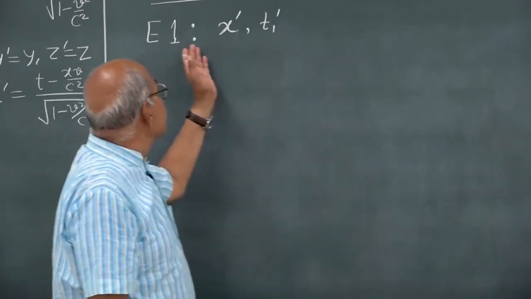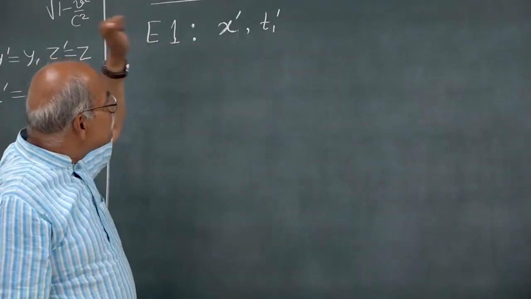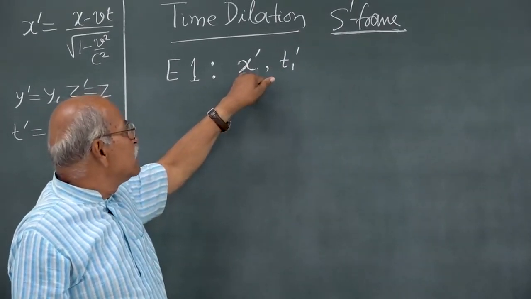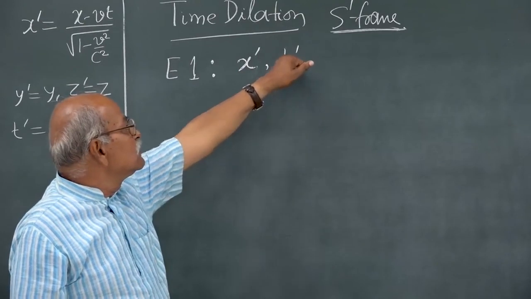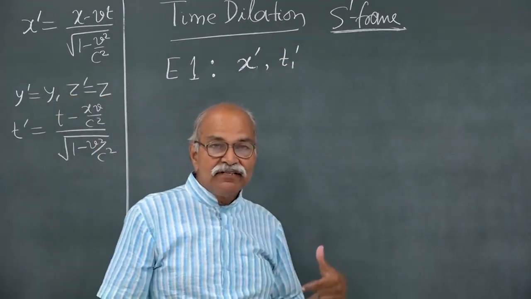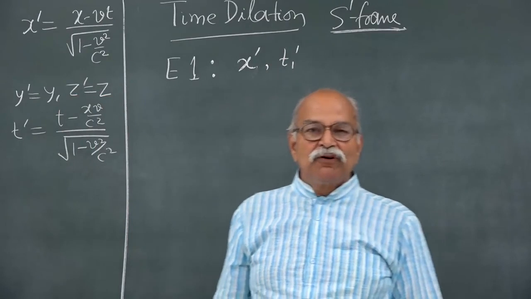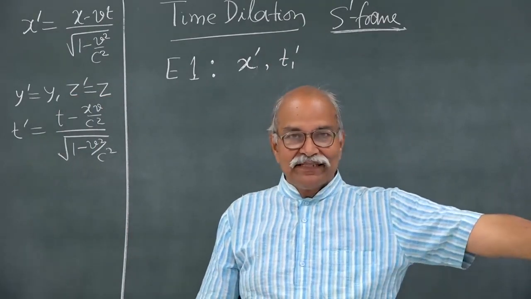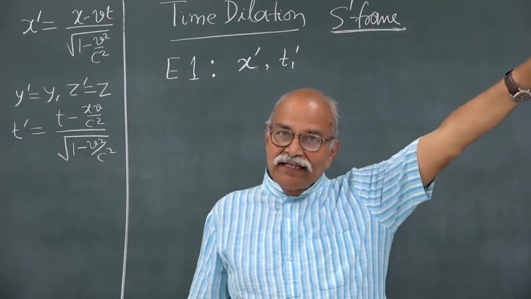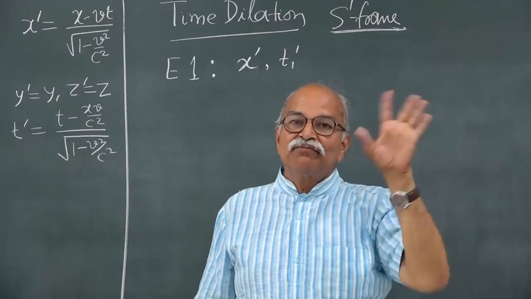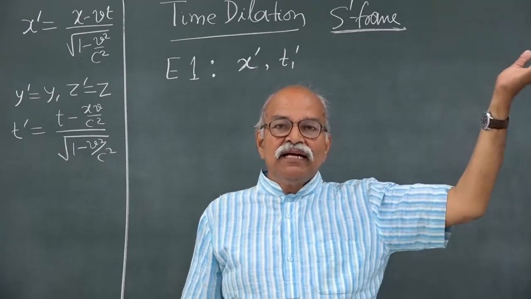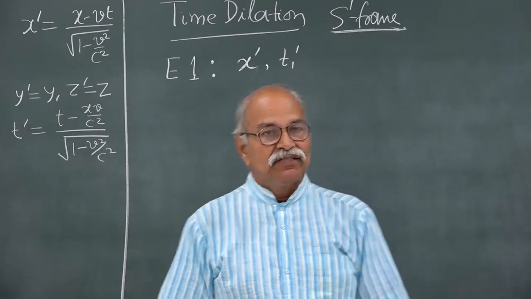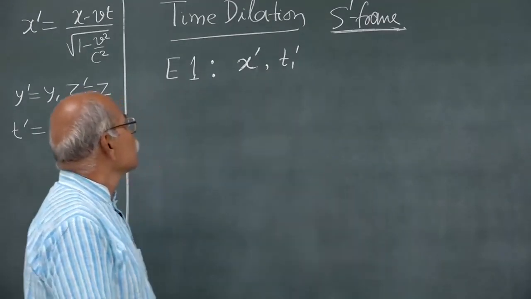So, some event has taken place, and as measured from the S prime frame, its position was x prime and its time was t1 prime, the first event. I am not writing y and z. You can assume that all these things are happening on the x axis, or if y and z are there, y prime will be equal to y and z prime will be equal to z, and this will have no effect on the equation that we will be deriving. So, I am only writing x and t.